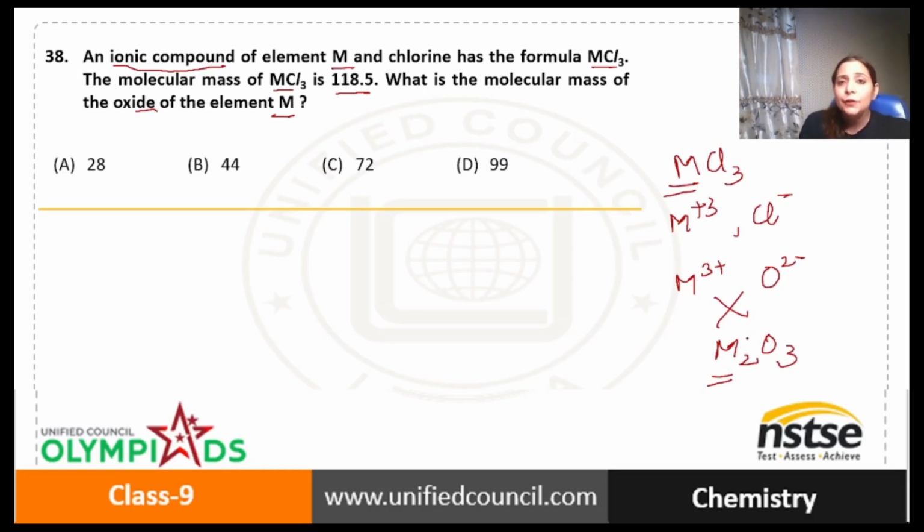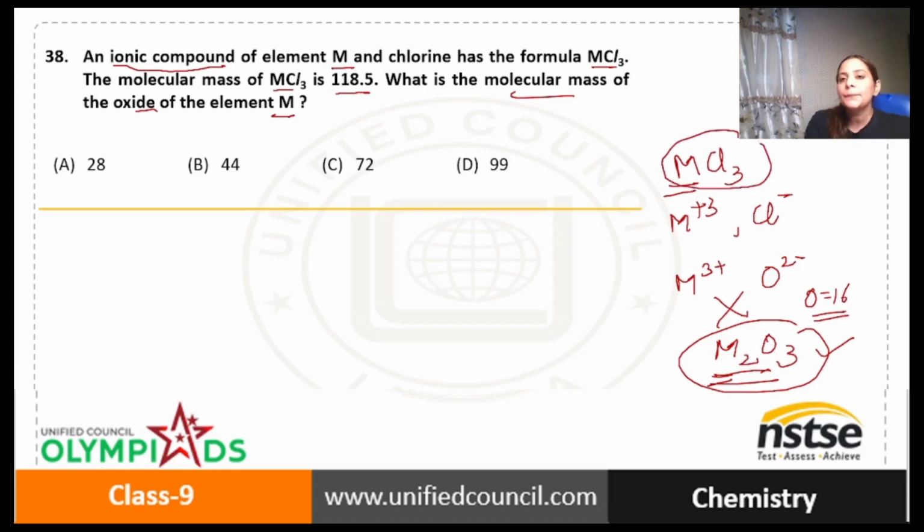Now we need to find the molecular mass of the oxide. How can we find the molecular mass? Definitely if we have the atomic mass of M, then we can find it for the complete molecule, because the atomic mass of oxygen is 16. So if we have the mass for M, we can find it for M2O3. We don't have M, so we can find the mass of M using this compound, because M used in both cases is the same.